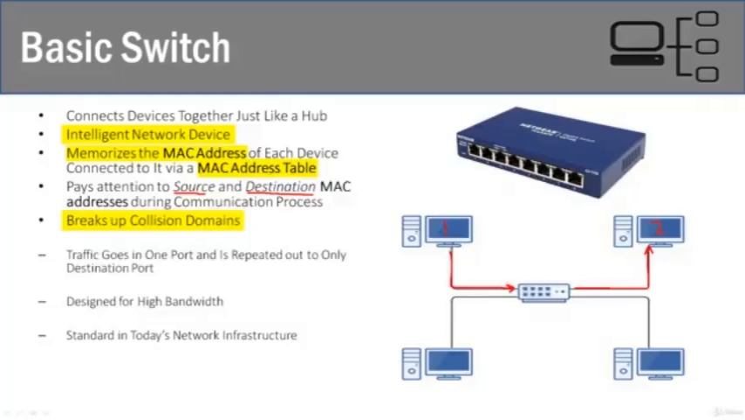So in terms of the benefits, in terms of breaking up collision domains, well, of course, that's a huge benefit because traffic goes in one port and it's repeated out only to the destination port. This increases potential bandwidth of the network, and it really is the standard in today's network infrastructure, and it's also a lot more secure compared to a hub.